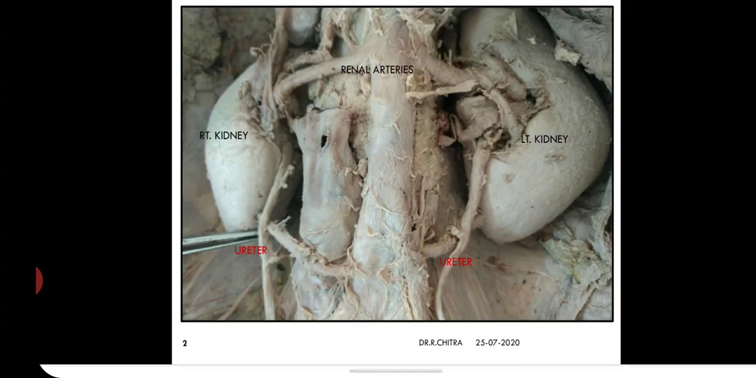So this is the brief of the human kidneys and their image in situ. You should have seen in this.